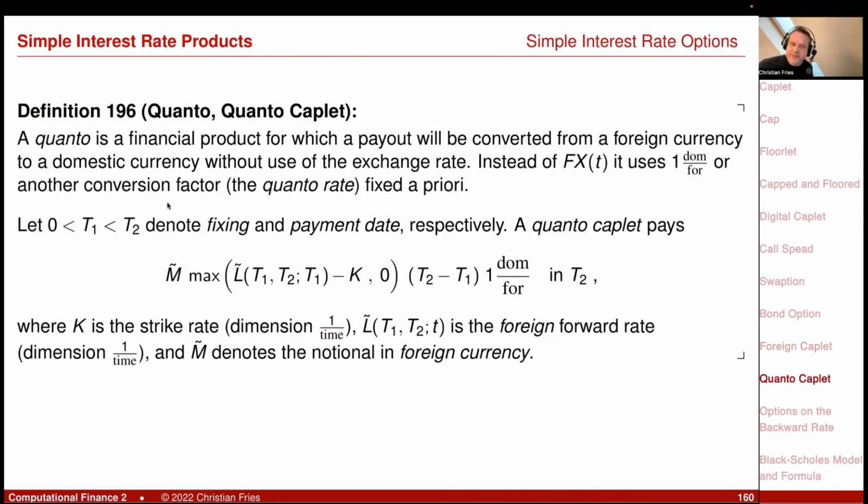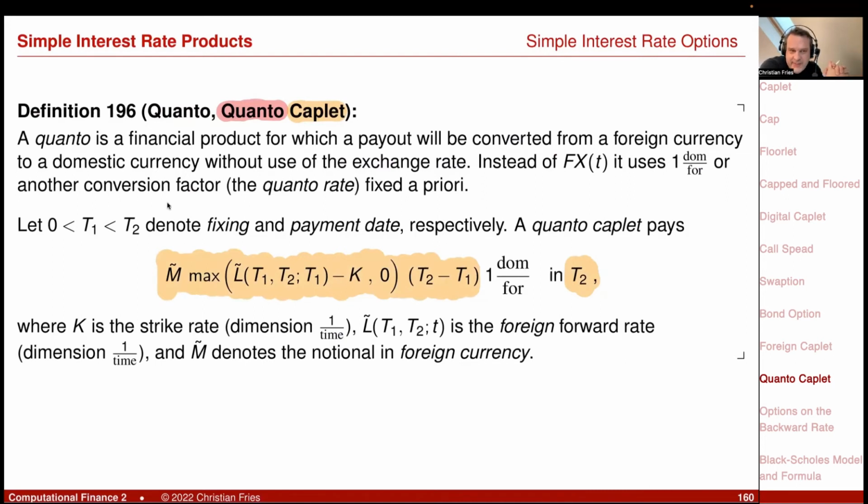So now the Quanto Caplet. Maybe we have 2 words here. There is the word Quanto and there is the word Caplet. And the Caplet part looks actually like a foreign currency Caplet. So I have M times maximum of foreign currency interest rate minus K and 0, times period length, paid at the end of the period. So it is like a foreign currency caplet for a foreign currency investor.